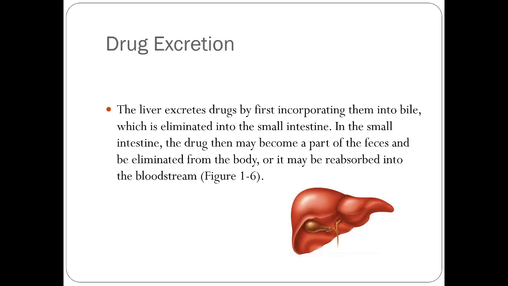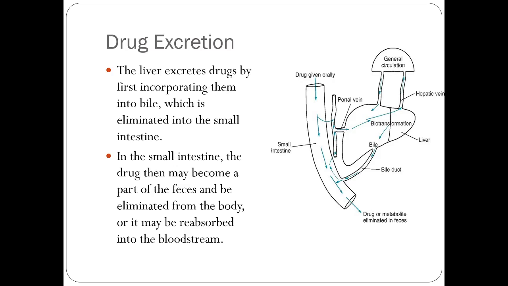drug may accumulate. The liver excretes drugs by first incorporating them into bile, into the gallbladder. It's eliminated in the small intestine. Then the drug may become part of the feces and eliminated from the body, or it can be reabsorbed in the body and through the bloodstream again. So that's a recirculation. The liver excretes the drugs into the bile, and into the gallbladder, through the bile duct, and into the small intestine.